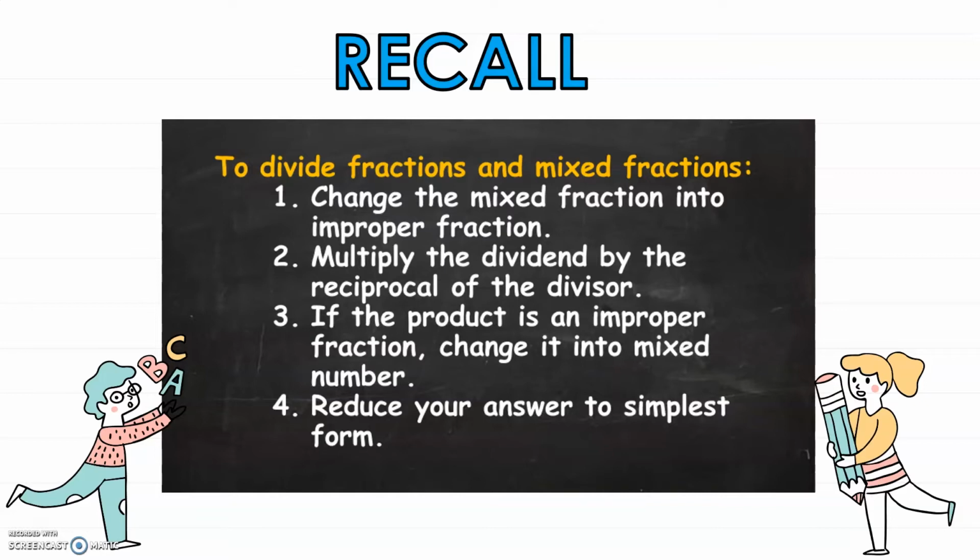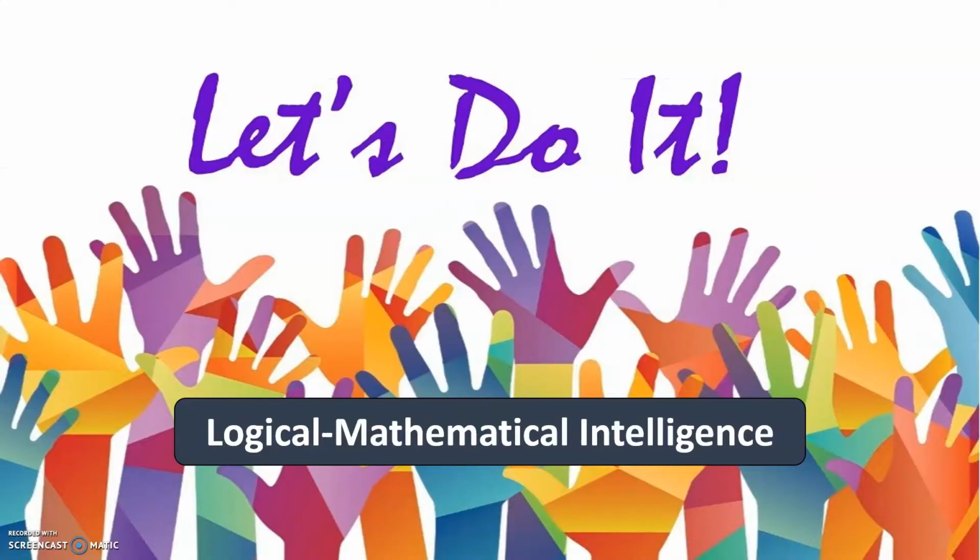First, we change the mixed fraction into an improper fraction. Then, we multiply the dividend by the reciprocal of the divisor. Next, if the product is an improper fraction, we change it into a mixed number. And finally, we reduce our answer to simplest form. Now let's try to solve the following word problems.